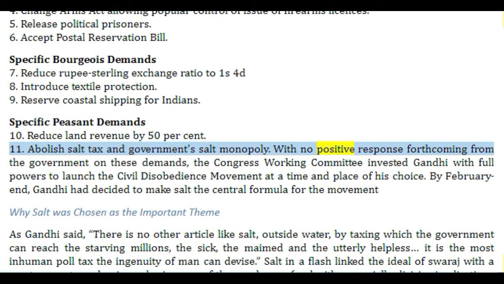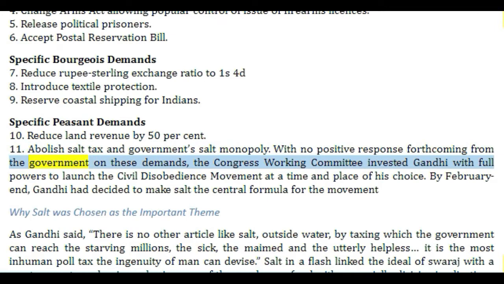With no positive response forthcoming from the government on these demands, the Congress Working Committee invested Gandhi with full powers to launch the civil disobedience movement at a time and place of his choice. By February end, Gandhi had decided to make salt the central formula for the movement.